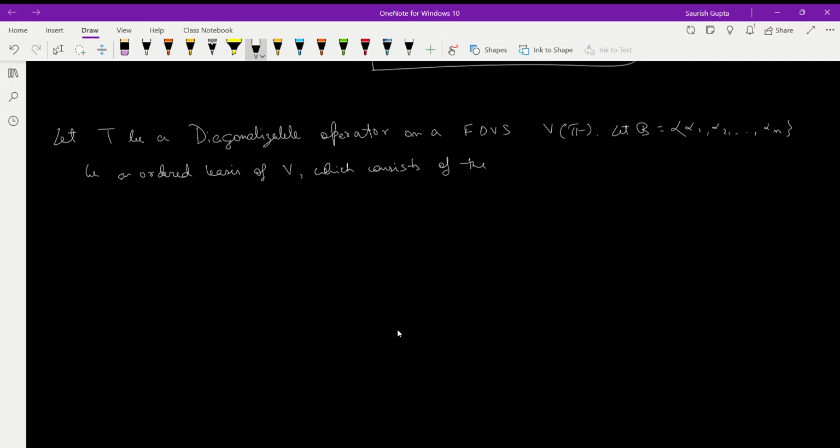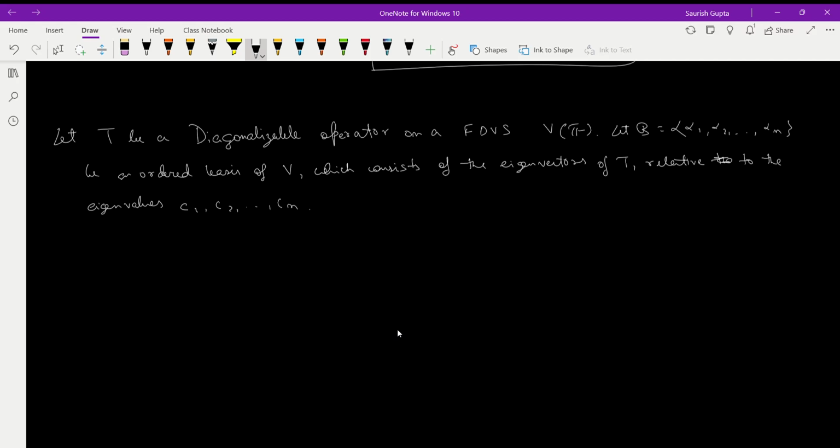which consists of the eigenvectors of T relative to the eigenvalues, say c1, c2, and so on till cn. Okay, and obviously we are not concerned about whether these eigenvalues are distinct or whatever.